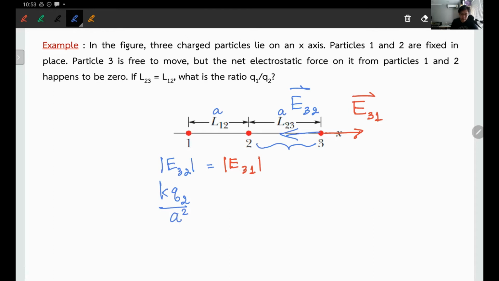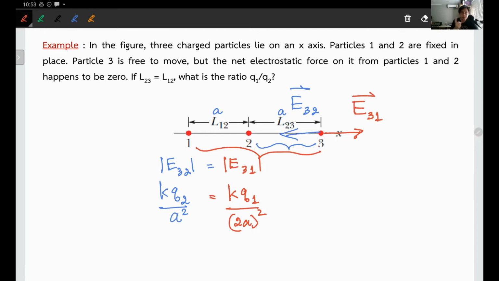Very nice. And I'm going to equate this to the electric field at point number 3 due to the charge number 1. Because the charge number 1 is 2A away from point 3, the field will be K, charge number 1 generating the field, divided by the distance squared. You guys with me?